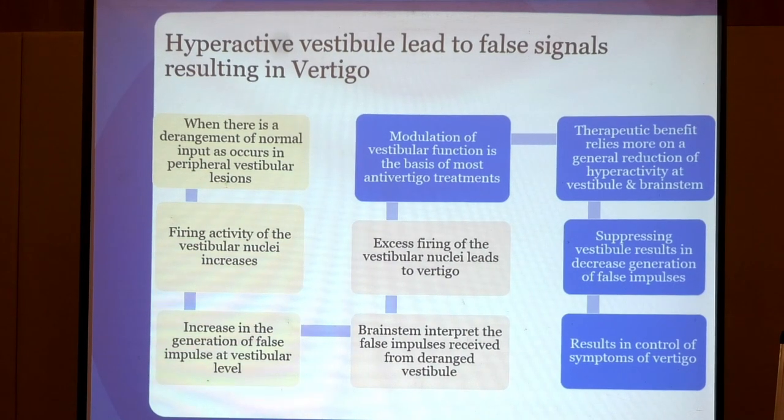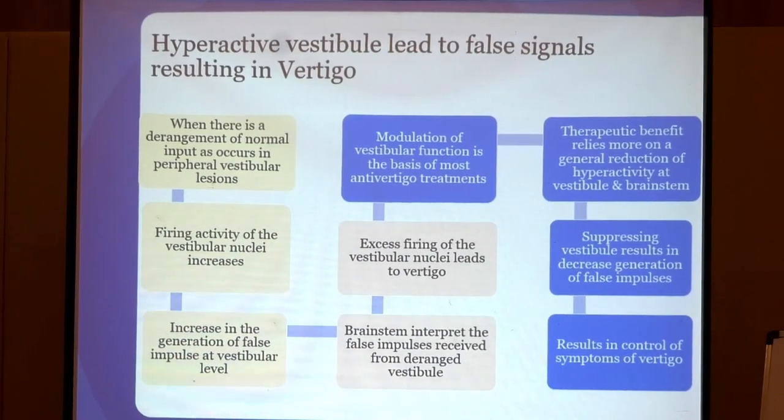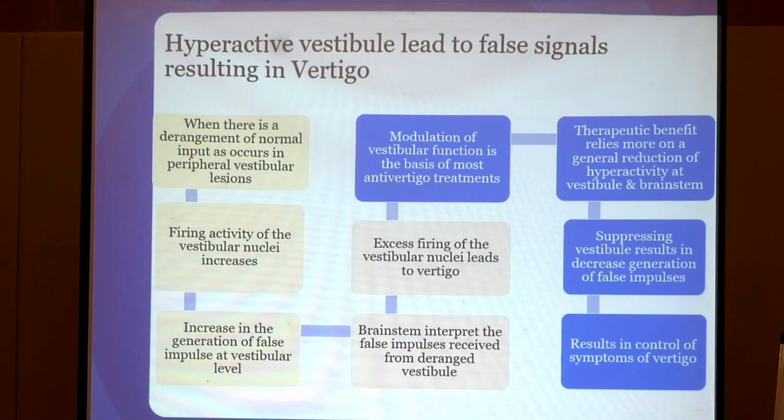A hyperactive vestibule leads to false signals resulting in vertigo. When there is derangement of normal input, as occurs in the peripheral vestibular region, the firing activity of the vestibular nuclei increases and it increases the generation of false impulses at the vestibular level. Then the brainstem interprets the false impulses received from the deranged vestibule, and there is an excess firing of the vestibular nuclei which leads to vertigo. Modulation of vestibular function is the basis of most anti-vertigo treatments.